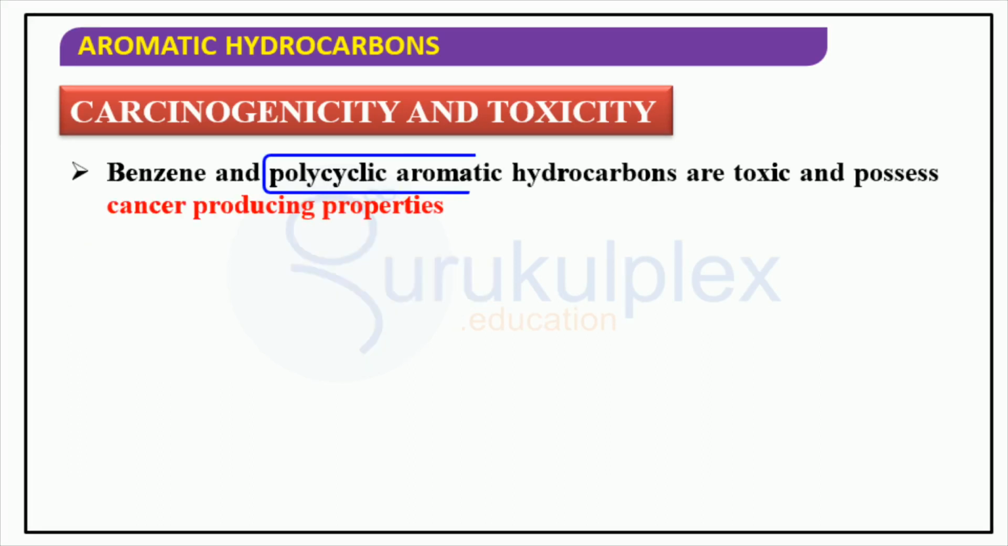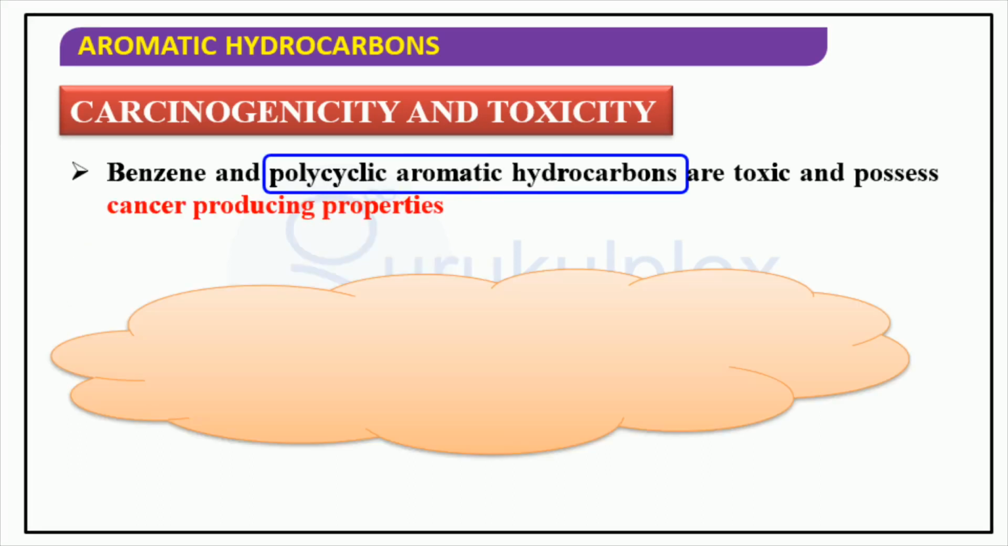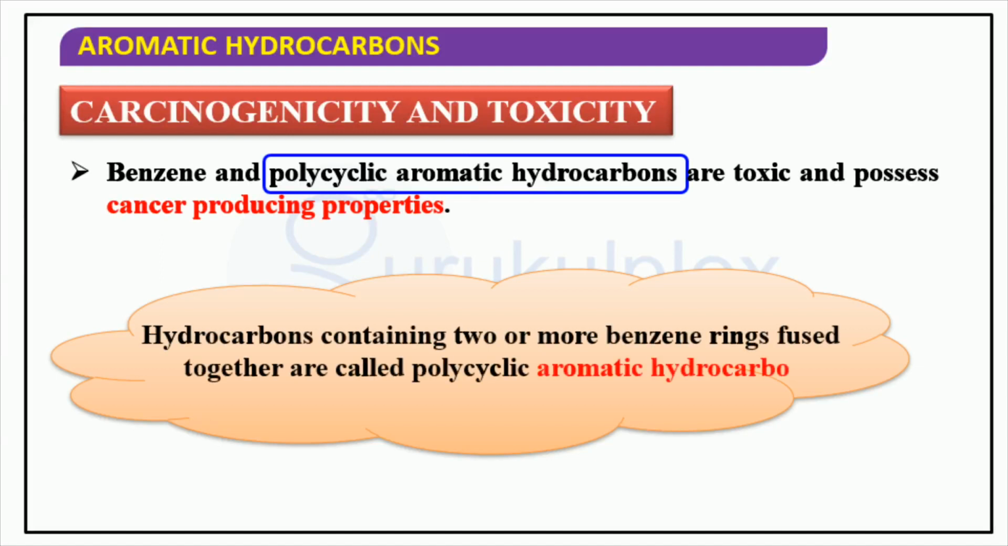Benzene and polycyclic aromatic hydrocarbons are toxic and possess cancer-producing properties. Hydrocarbons containing 2 or more benzene rings fused together are called polycyclic aromatic hydrocarbons.